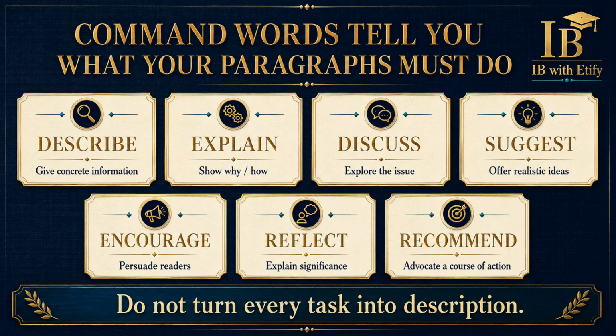Describe requires concrete information. Explain requires reasons and relationships. Discuss normally requires exploration rather than a one-sided declaration. Suggest requires realistic proposals. Encourage means the writing must actually become persuasive. Reflect means moving beyond events to their significance.